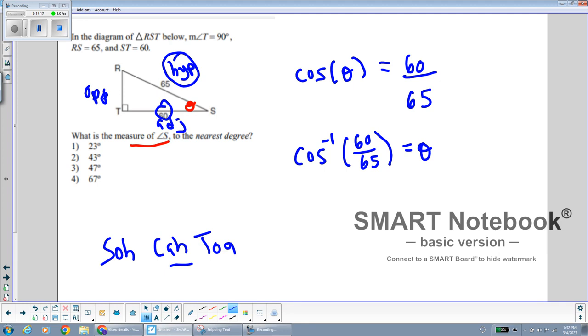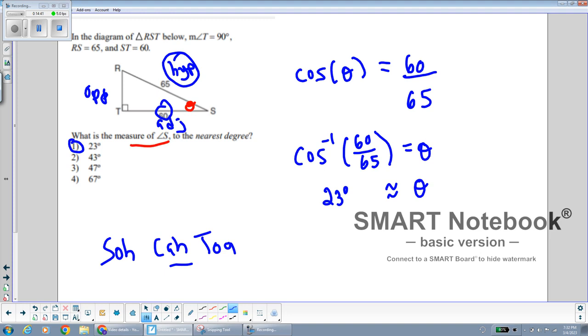So I'm going to take out my calculator and I'm going to hit the second button, and then I'm going to hit cosine, and the inverse cosine symbol pops up on my calculator. And in the parentheses, I'm going to put 60 over 65 and hit enter. And the question is asking to the nearest degree. So I see to the nearest degree, it's approximately 23 degrees.